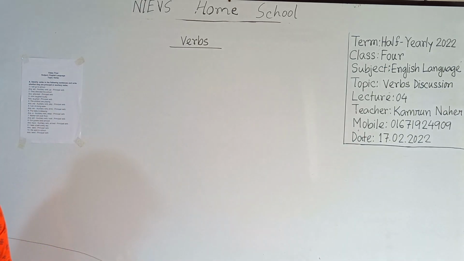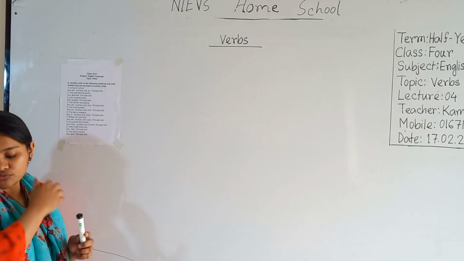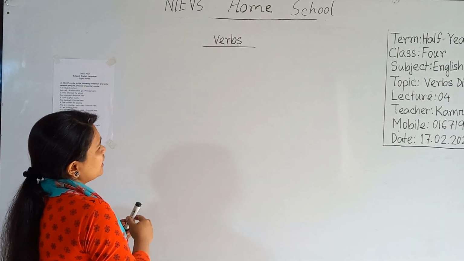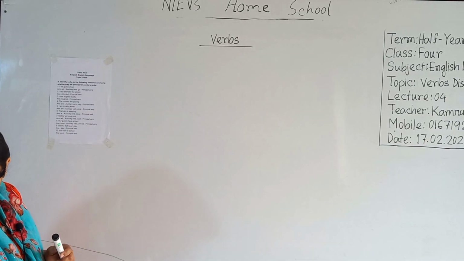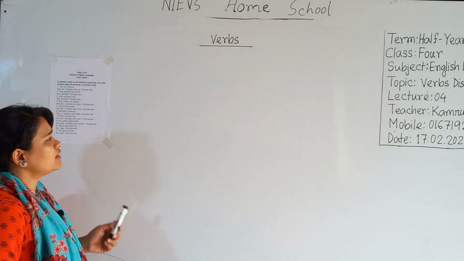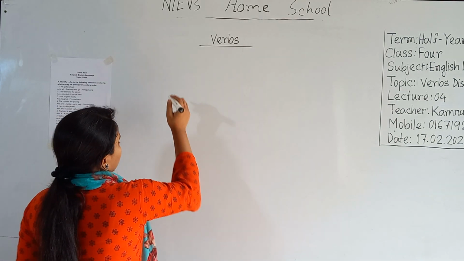We know that verbs are action words, and a verb is a word or a group of words, right? A verb is a word or group of words that shows what someone or something does, and it can also tell us about or indicate an action, an event, or a state. Okay, look at this example.